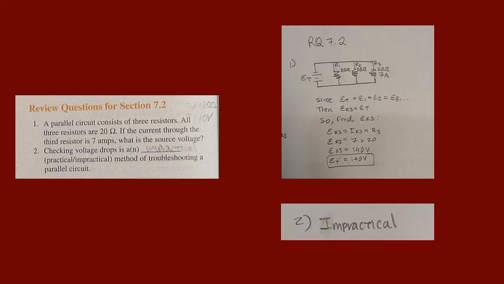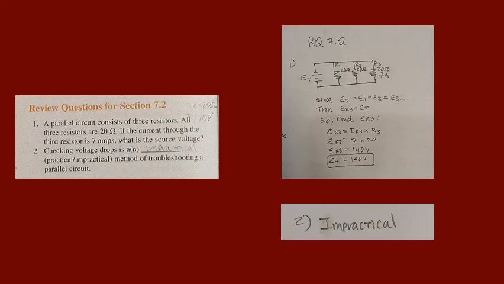And now review questions for section 7.2. A parallel circuit consists of 3 resistors. All 3 resistors are 20 ohms. If the current through the third resistor is 7 amps, what is the source voltage? And we work that problem out on the right side. Number 1, we draw out the circuit. We have 3 20 ohm resistors, and we know resistor number 3 has 7 amps.